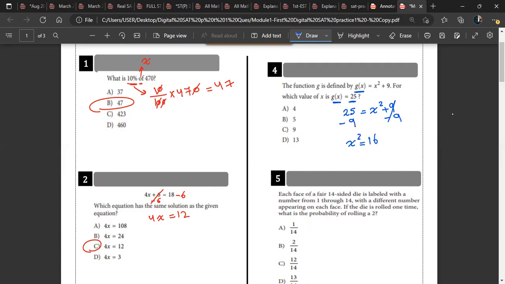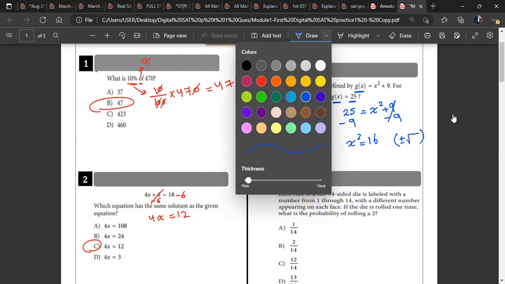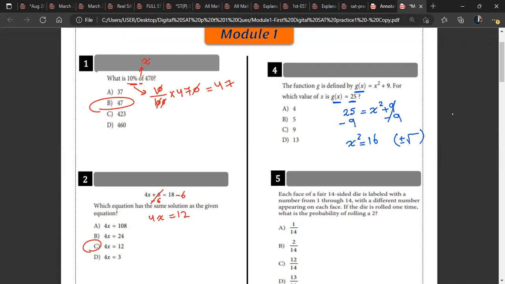And pay attention to this step here. Sometimes maybe negative, maybe positive. So you take positive or negative root for both sides. So the answer here will be x equals positive or negative root 16, equals positive or negative 4. So the answer is A. This is if you solve it using steps.